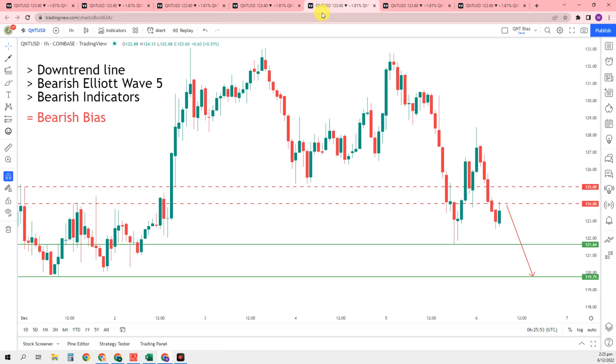So you see, with these three elements together, I can form a bearish bias for Quant. And what is likely to happen is that prices are likely to move lower to the previous supports that were acting as troughs.